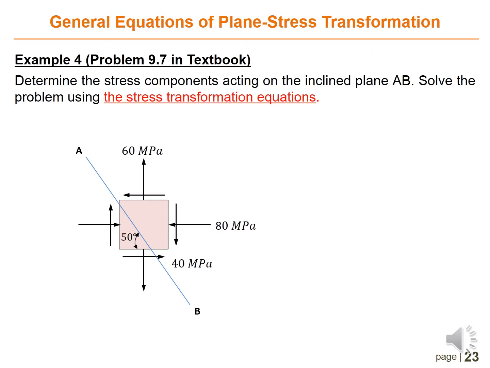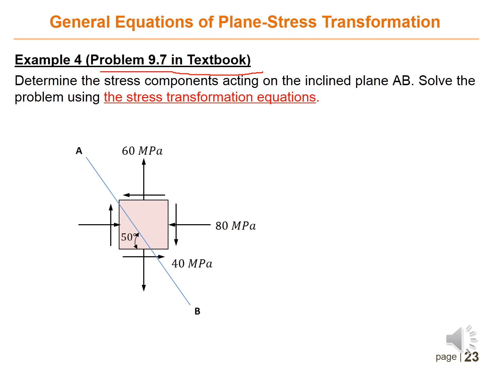So let's see example number 4, which is taken from problem 9.7 in the textbook. This question asks you to determine the stress components acting on the inclined plane AB, and you have to solve the problem using the stress transformation equations. That means you can use equation number 1, equation number 2, and equation number 3 to solve this problem.